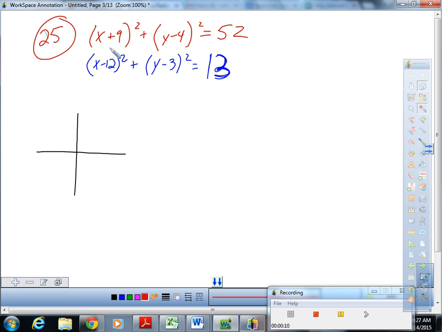So this has the center -9, comma +4, okay? And it's got a radius of about 7-ish, so it's not going to hit there, but it will hit down there, something like that, okay? R equals radical 52. This one has a center of 12, comma 3, and a radius between 3 and 4.